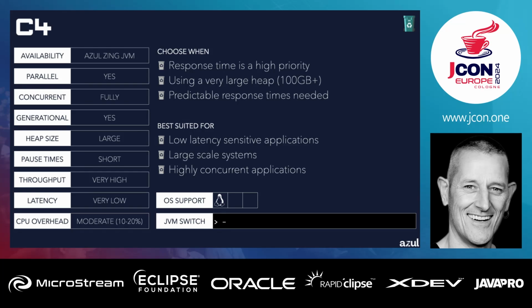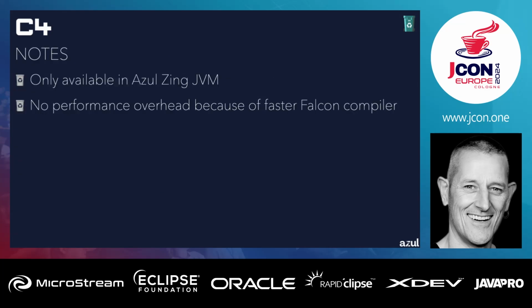It's only available on Linux. No Windows, no Mac, sorry. The difference here is we don't have the overhead for the performance because we have a different compiler. So instead of having the C2 compiler in the JVM, we have the Falcon compiler, which is our own, which creates faster code, so we can compensate this gap of performance, which is the reason why you have to pay for it. Sorry, that's the way it is.